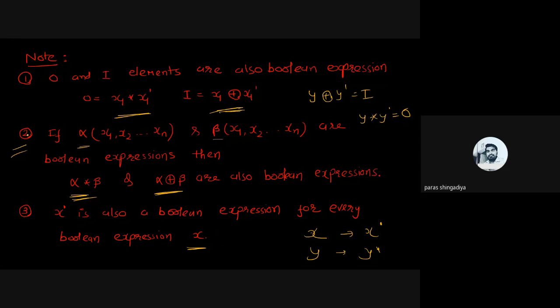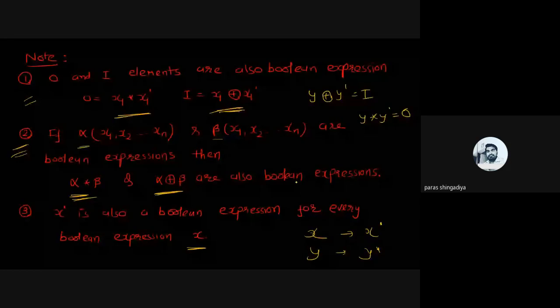The first one is very important in the next theory, how we can consider the 0 element, that is x1 star x1 dash, and I can be defined as x1 ring sum x1 dash. For ring sum we get an I element, and for star we get a 0 element. Then the second one: for alpha and beta, alpha star beta and alpha ring sum beta are also known as Boolean expressions. And the third one: x dash, the complement element, is also known as a Boolean expression.